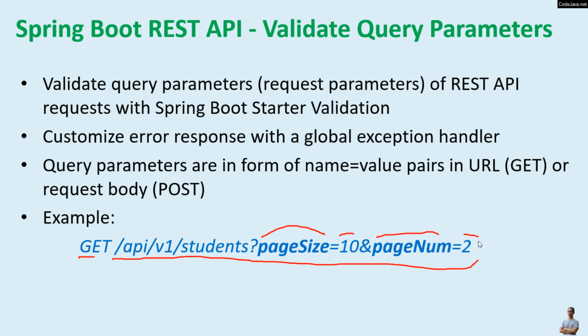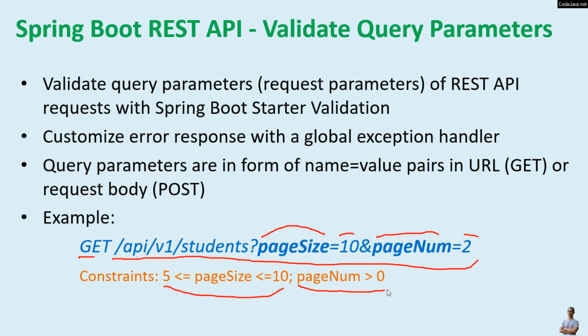And we want to apply validation constraints such as the value of page size must be between 5 and 10, and the value of page num must be a positive number. So in the next few minutes, I'll show you how to write code to validate the values of query parameters.